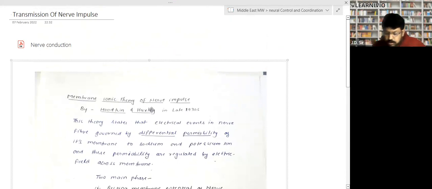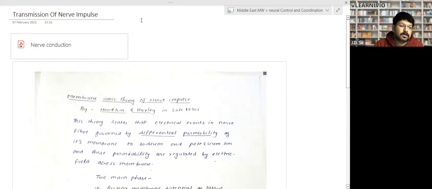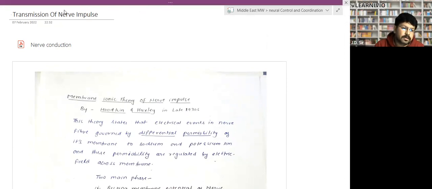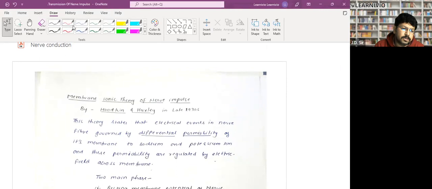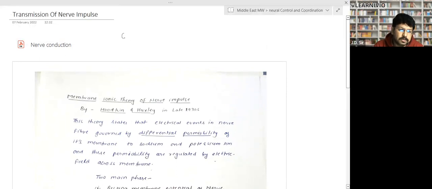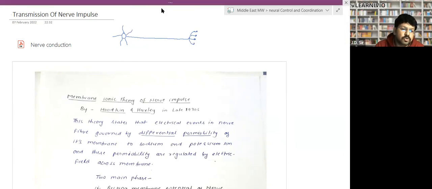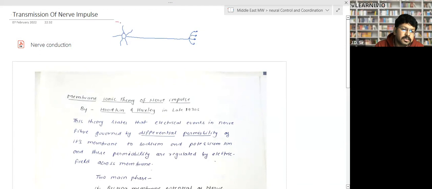Look, transmission of nerve impulse means how does it take place actually? Suppose that this is a neuron, right? This is a neuron. And now the transmission will take place in this direction, right? So these are the dendrites. So dendrites will get some stimulus.